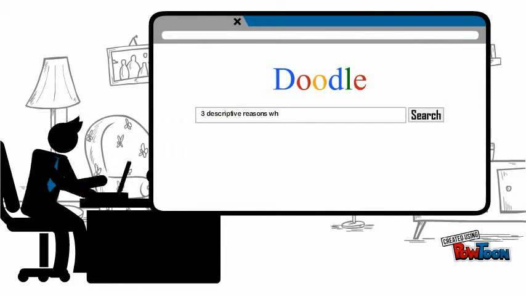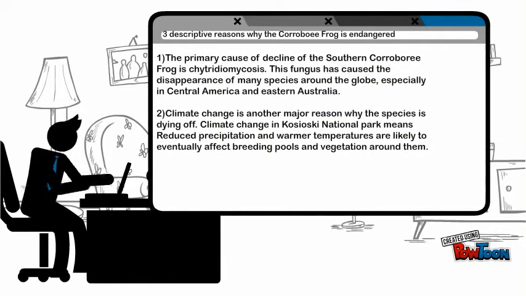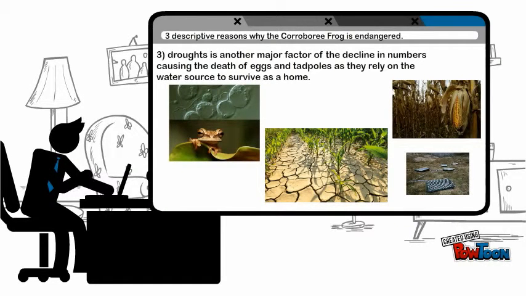Three descriptive reasons why the Corroboree frog is under threat. 1. The primary cause of the decline in the southern Corroboree frog is chytridiomycosis. This fungus has caused the disappearance of many species around the globe, especially in Central America and Eastern Australia. 2. Climate change is another major reason why the species is dying off. Climate change in Kosciuszko National Park means reduced precipitation and water temperatures are likely to eventually affect breeding pools and the vegetation around them. 3. Drought is another major factor in the decline in numbers, causing the death of eggs and tadpoles as they rely on the water source to survive and as a home.